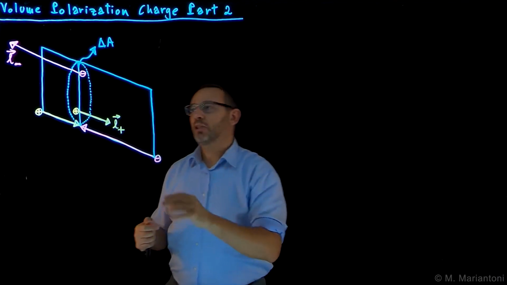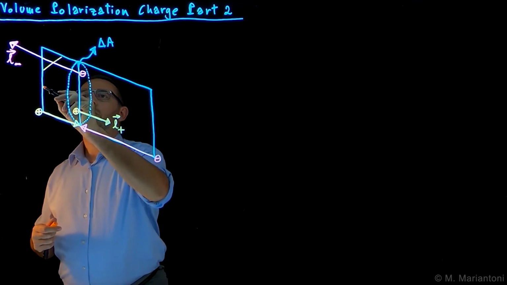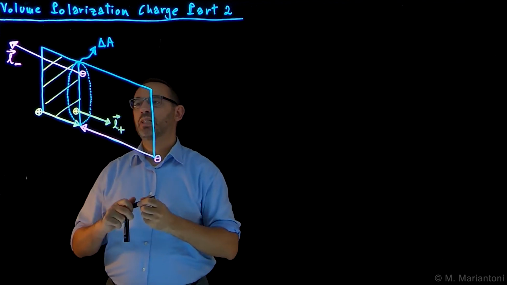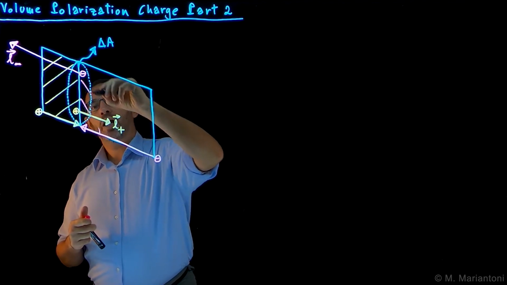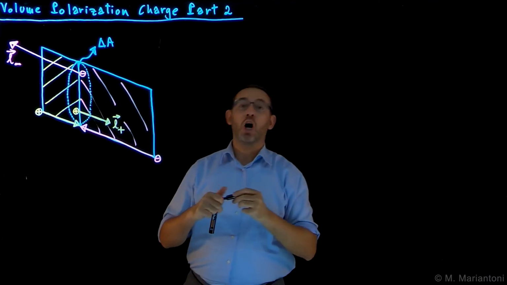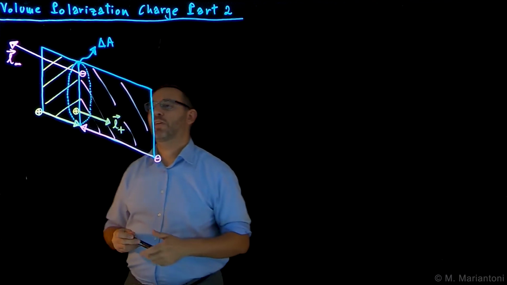So all and only the charges within these two volumes, which we called in the previous video delta V plus and delta V minus respectively, only those charges really will cross the area delta A during the transient, during the polarization phenomenon.